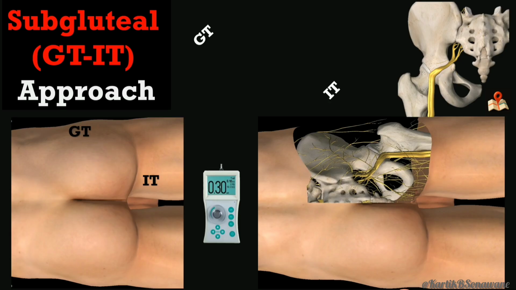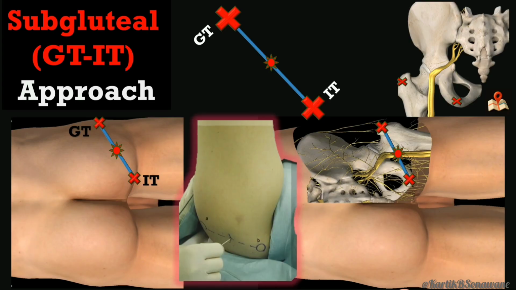For subgluteal approach, the key landmarks are greater trochanter and ischial tuberosity. A line is drawn connecting these two bony points. Therefore, this approach is commonly referred to as GT and IT approach. For PNS guidance, the needle is inserted at the midpoint of the GT-IT line. This technique can be performed with the patient in either prone or lateral position. It can be done in supine with the leg in lithotomy position. In that case, it is called the Raj supine approach.